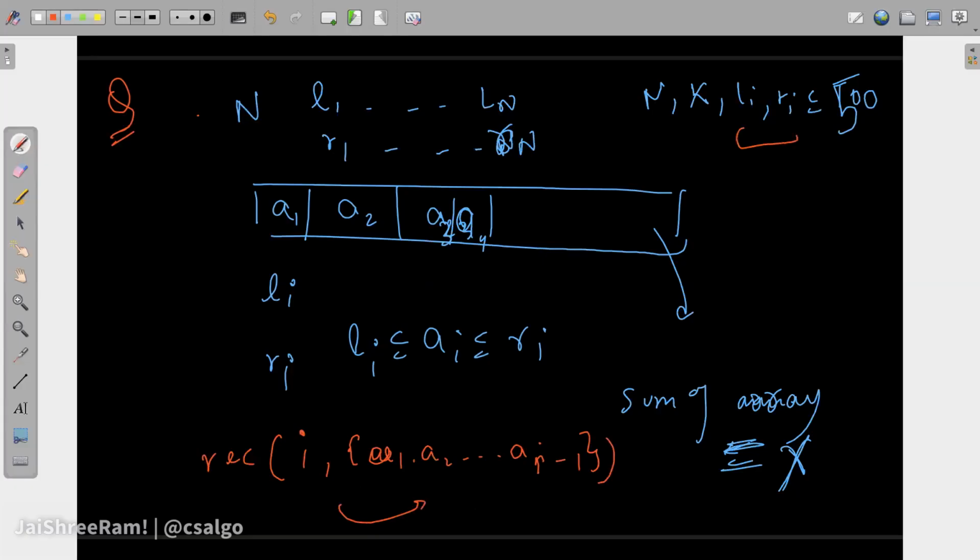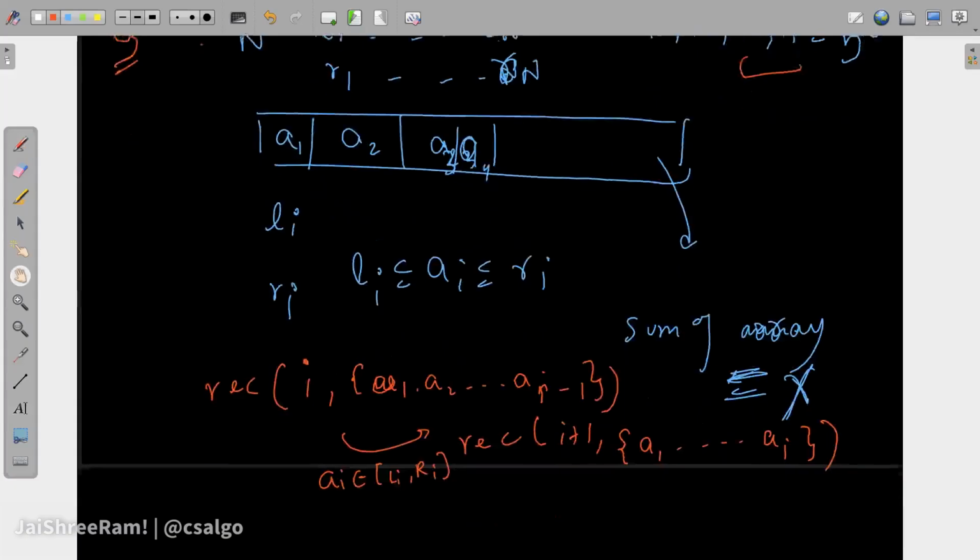So I will loop for all different values of a of i, and I will append it at the end, and I can go to recurrence of i plus 1 with a1, a2, a3 up to a of i, whatever value I choose. Here a of i belongs to li to ri. Can we not write something like this? Is this recurrence clear to everyone?